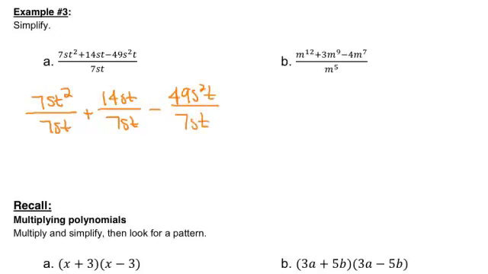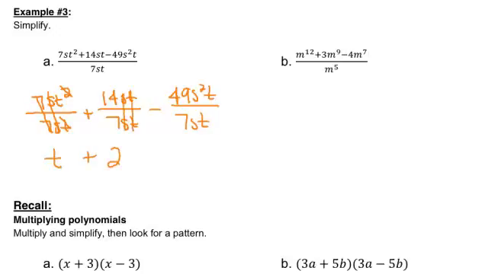And then we can just simplify. The 7's cancel out here, s's cancel out here. T squared divided by t. Remember, t squared is t times t. So one of those t's cancels out. We're just left with 1t. For the second fraction, 14 divided by 7 is 2.